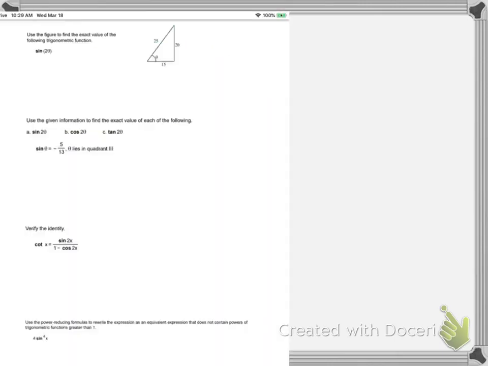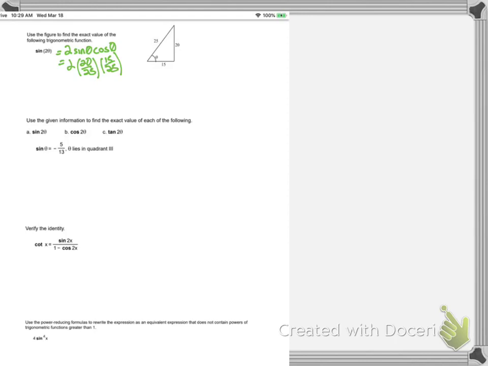Okay, this one says find sine of 2 theta. So we can use our identity and we see that 2 sine theta times cosine theta is the formula for that. So we can do 2 times sine. Sine is opposite over hypotenuse, so that's 20 over 25 times cosine, 15 over 25.